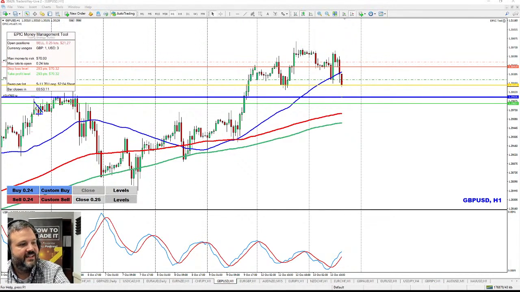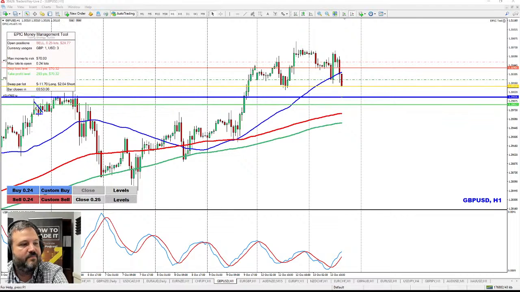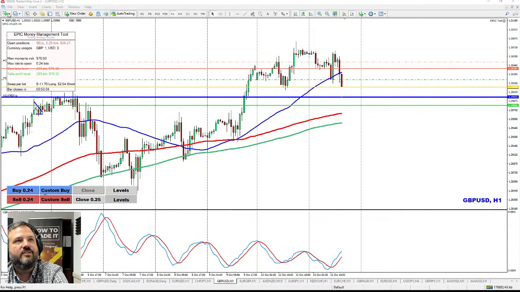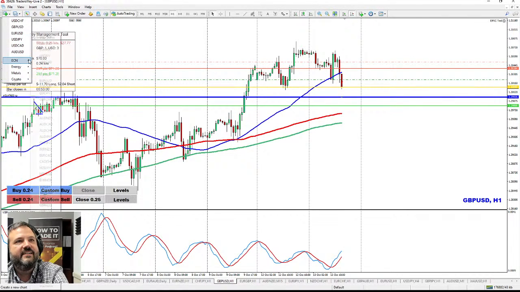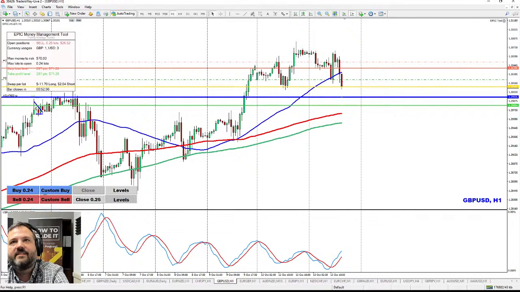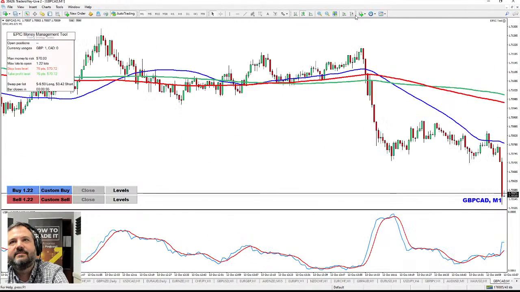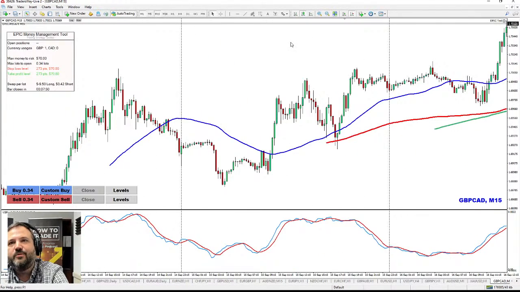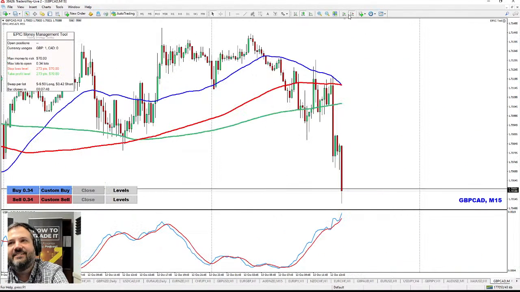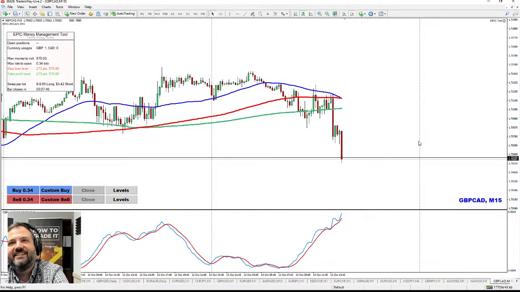So TJ just shared with us that he got in the pound CAD breaking the low of the day. Good. Thanks, TJ, for sharing. Let's take a look at that. Oh, yeah, it's really good. It's nice when you just come in and people tell you what to do. You don't even have to do anything.